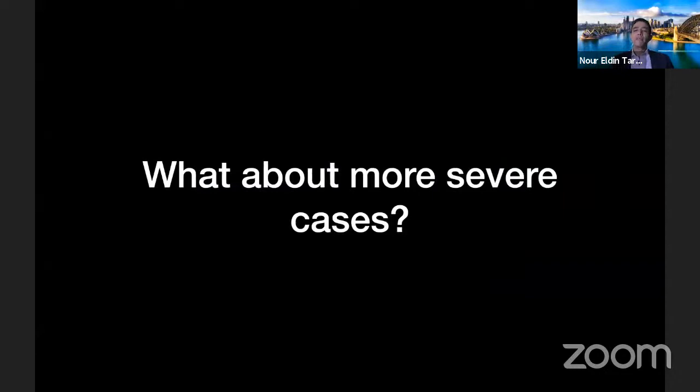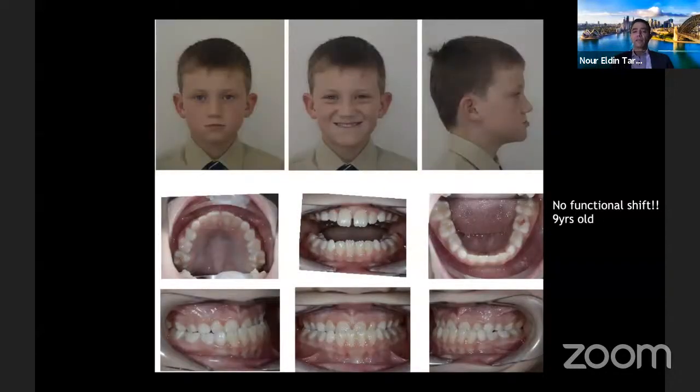So what about more severe class 3 cases? Let's have a bit of a look. With moderate class 3s with skeletal anchorage, we're getting good results. What about more severe cases? So this young man is 9. He's got what we would say is a severe class 3, also because he doesn't have a functional shift. So this is a true skeletal discrepancy with severe maxillary deficiency.